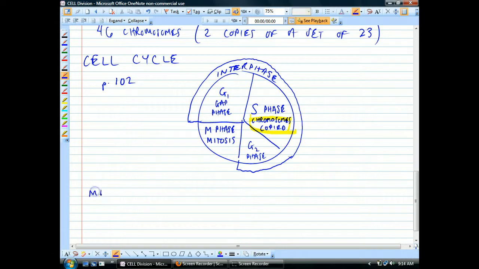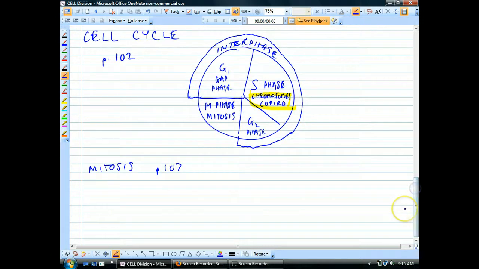Now, what is mitosis? I'm going to summarize it, but you're going to want to use your book probably for this activity. There's a nice picture of mitosis on page 107. Looks like this. You're probably going to want to use this picture for the activity we're going to do next period. It's on page 107. There are 4 steps to mitosis.